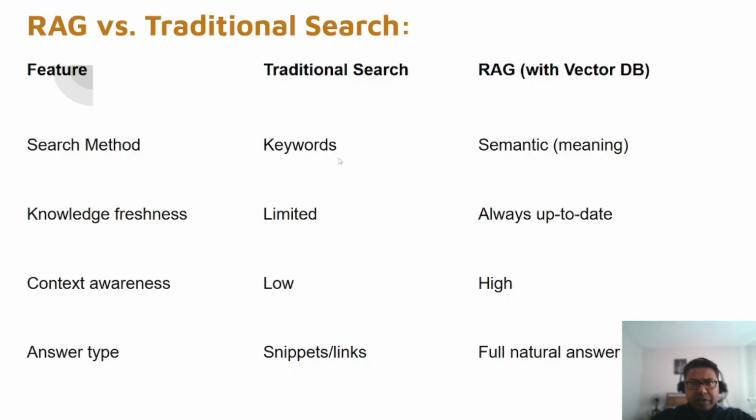Knowledge freshness: traditional search has limited knowledge freshness and RAG is always up to date. Context awareness is very low in traditional search because it does only exact search, and RAG context awareness is high because it does similarity search. Answer type: snippet, links. Traditional search basically gives us snippets or links because it does exact search, and RAG gives a full natural answer because after retrieval it also generates the final answer using an LLM. So that's how it's a full natural answer.